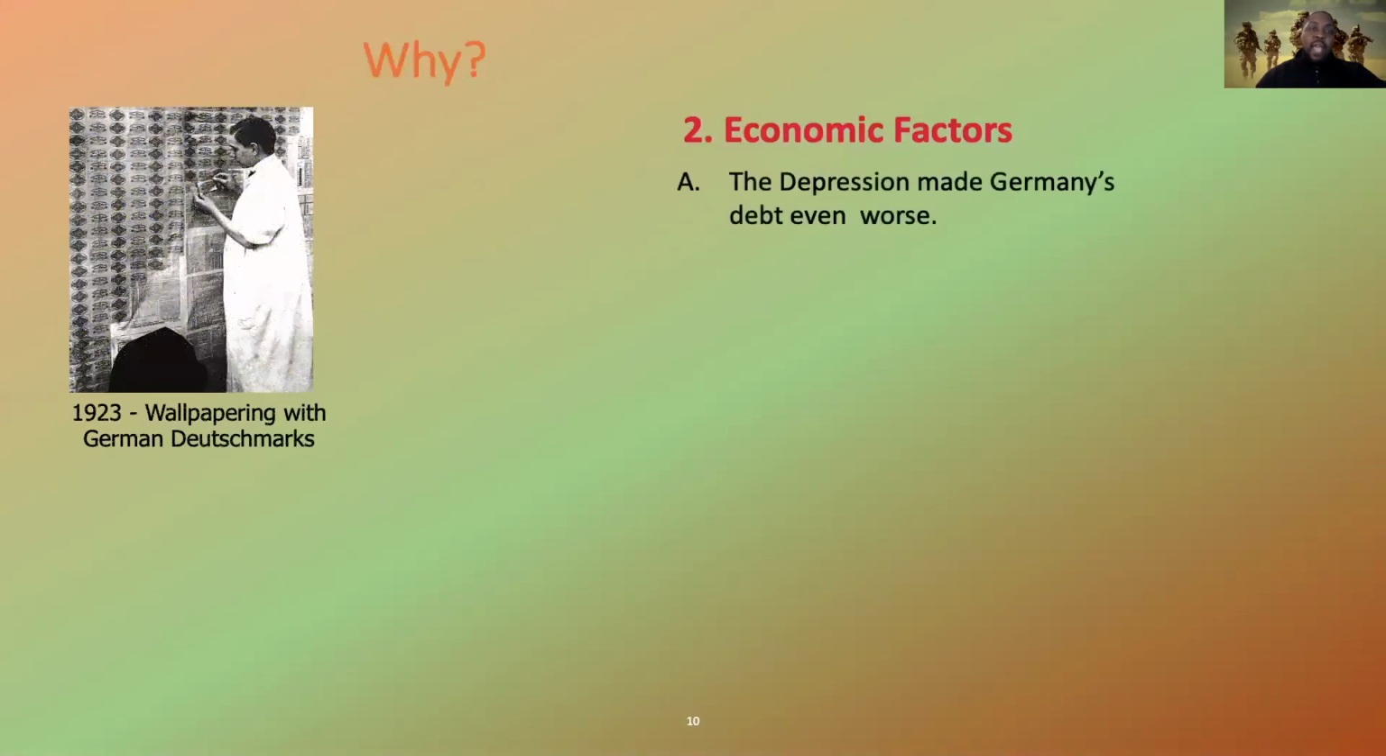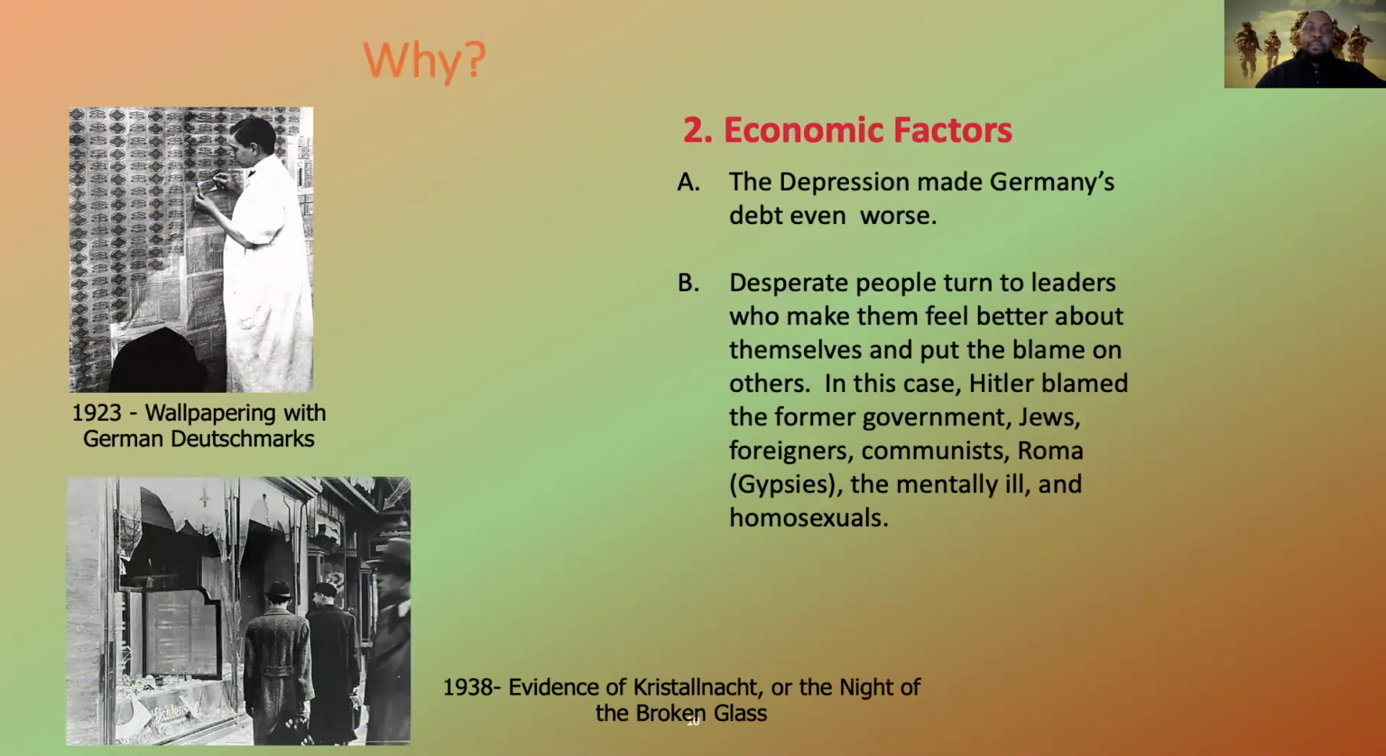All right, number 2, the economic factors. The Depression made Germany's debt even worse. They were desperate people who turned to leaders to make them feel better about themselves and to put blame on others. In this case, Hitler blamed the former government, Jews, foreigners, communists, Roma, which was gypsies, the mentally ill, and homosexuals. Similar situations existed in other countries such as Italy.